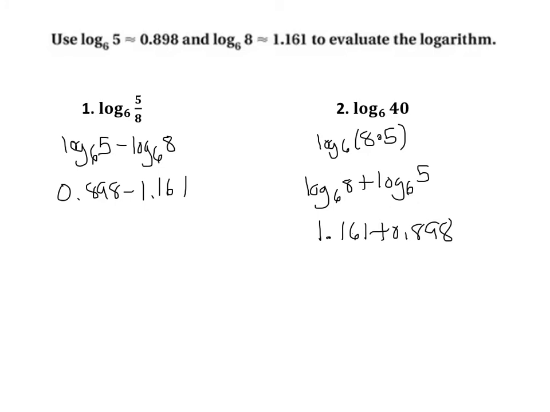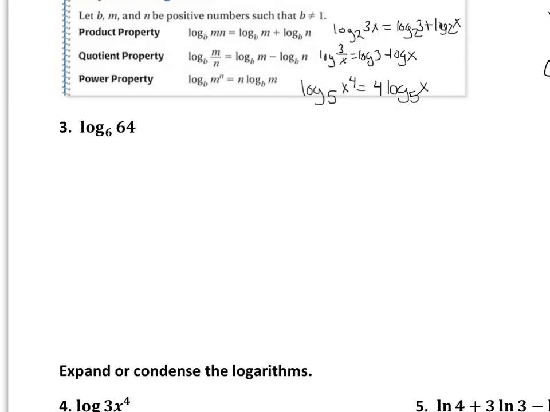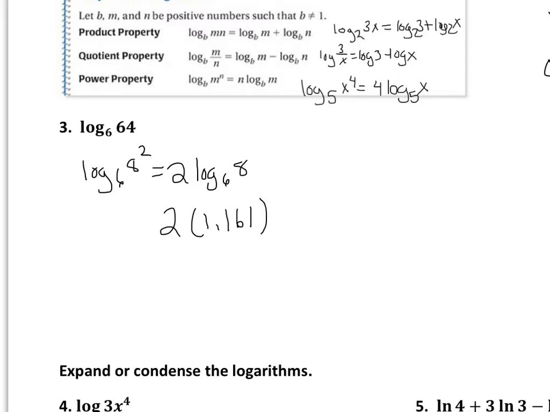Let's look at another example. Log base 6 of 64. Again, we didn't have 64, so we'd have to change this. 5, no, because it doesn't end in a 5, so 8 only. Well, 8 squared, so we could say log base 6 of 8 squared, which is equal to 2 times log base 6 of 8, which would be 2 times 1.161. Okay? So there's how we can use it when we're calculating things and they give you approximations.